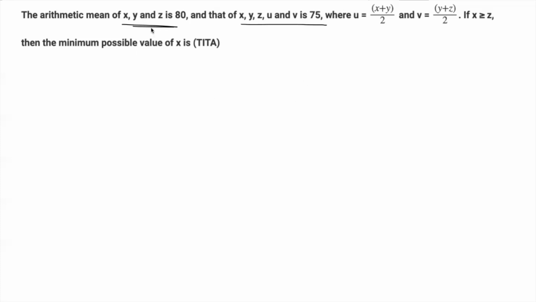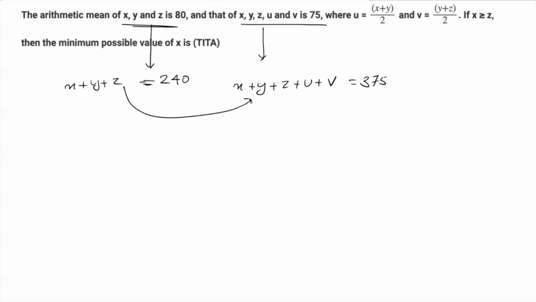Okay, so from this statement, the arithmetic mean of x, y, and z is 80. So (x + y + z)/3 should be 80, or x + y + z is 3 into 80, that's 240, right? Same way, for x, y, z, u, and v, the arithmetic mean is 75. So I can say (x + y + z + u + v)/5 is 75. So x + y + z + u + v is equal to 75 into 5. That's 375. All right. Now this value I need to put in the second equation.